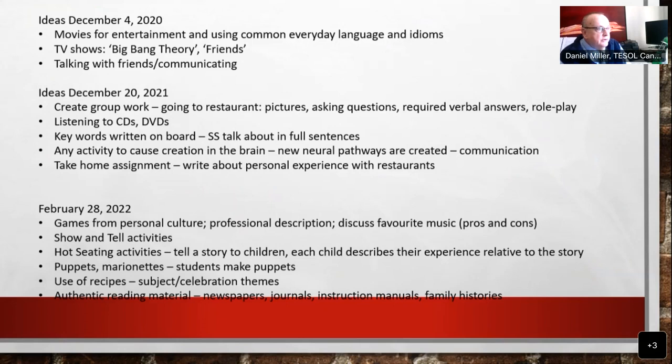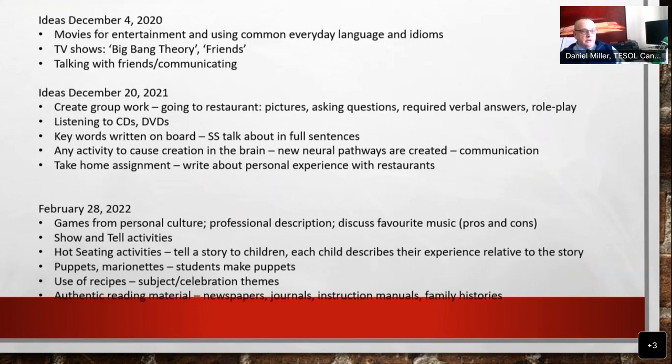So for instance, if you use movies for entertainment and for learning common everyday language and idioms, you would simply find a movie for children to show children, or a movie that's been made for adults to show adults. Television shows are a good way of demonstrating the use of the English language. And I know some young people who came from China a number of years ago. They had been studying English since they were 5 years old in school, and they lived in an English-speaking school in China. And then they graduated from high school.